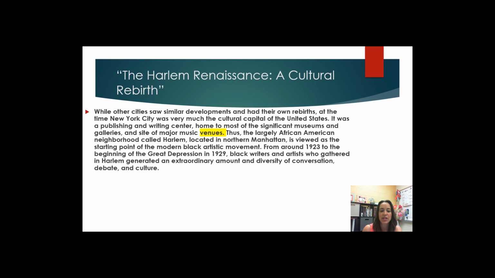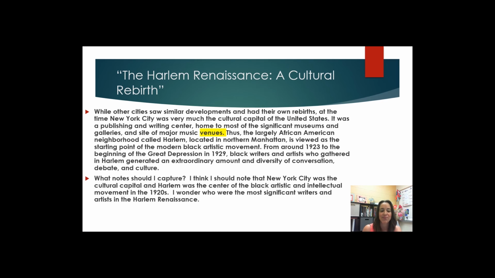From around 1923 to the beginning of the Great Depression in 1929, Black writers and artists who gathered in Harlem generated an extraordinary amount and diversity of conversation, debate, and culture.